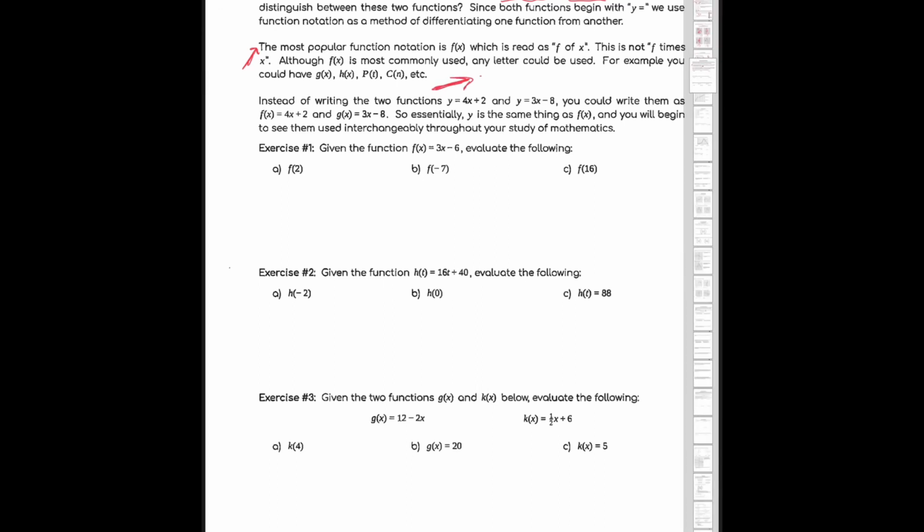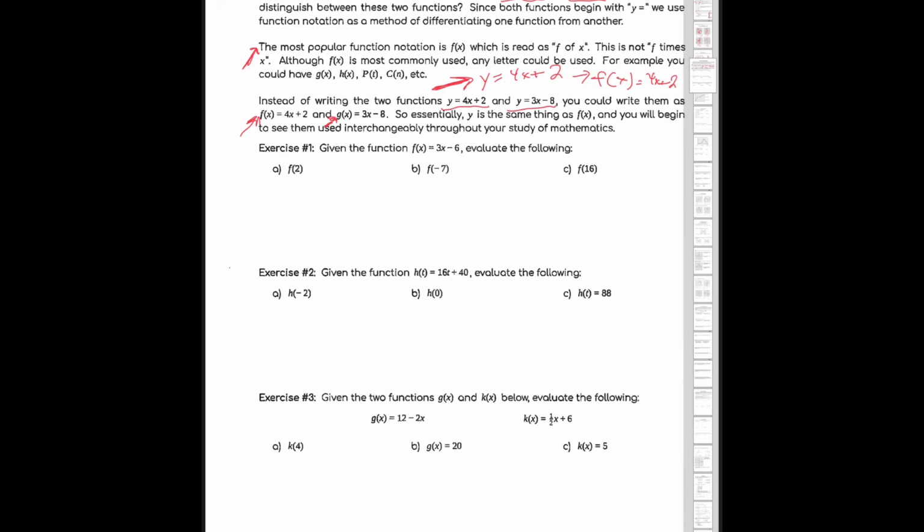So if we're looking at y equals 4x plus 2, it could also be written as f of x equals 4x plus 2. These both mean the same thing. F of x and y, again, mean the same thing. So as you see in the next paragraph, instead of writing the two functions as y equals 4x plus 2 and y equals 3x minus 8, you can write them as f of x equals 4x plus 2 or g of x equals 3x minus 8.